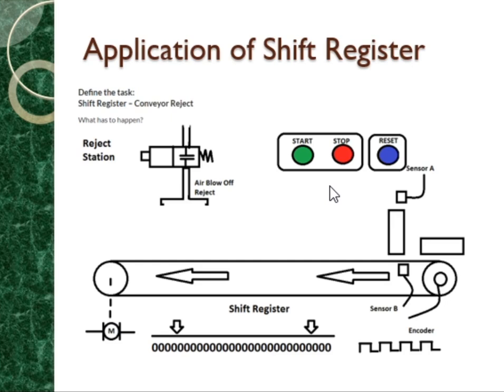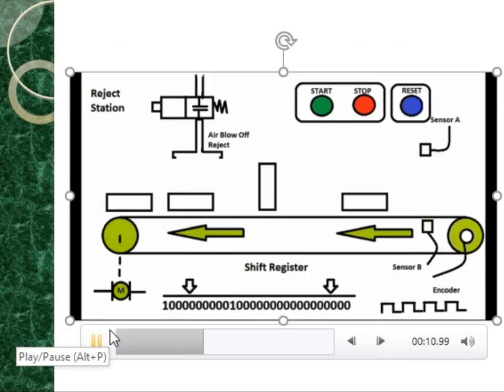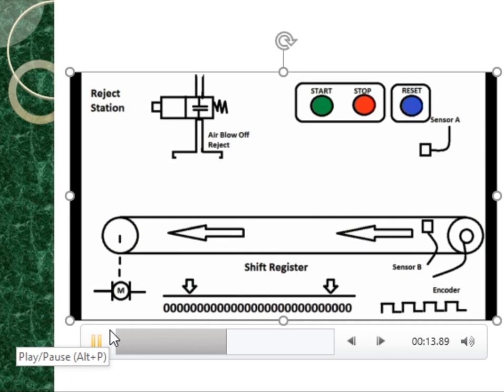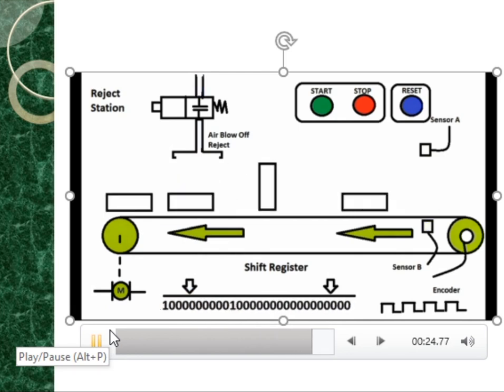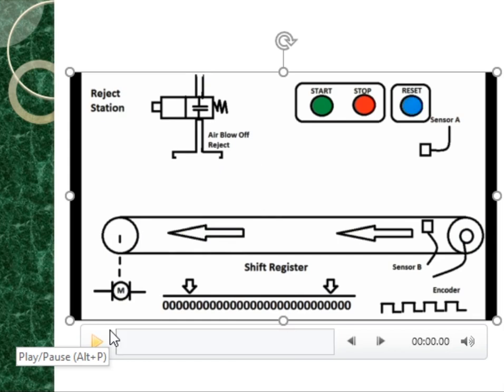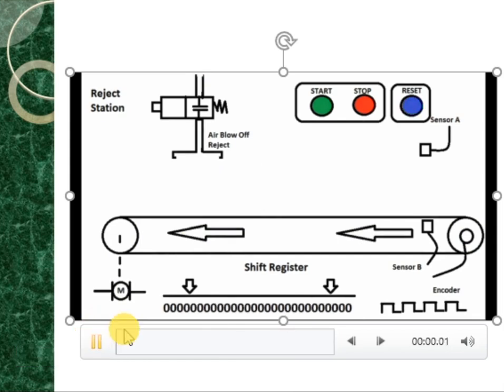So in order for this system to know which item needs to be blown off, it must know which data is detected from the sensor, and therefore it is going to use a register to register this input. This is the shift register here. We will see this simulation. You can see the defective item will be registered in that shift register. Whenever the rejection station receives this bit from that shift register, it will blow off the defective item.